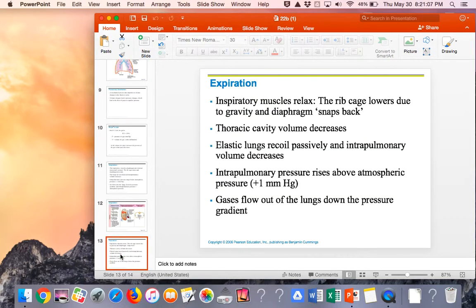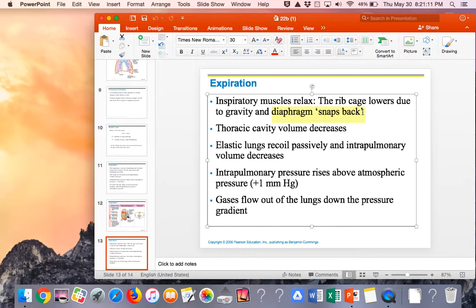When you breathe out, we're going to reverse these events. The diaphragm will relax and move back up into its original position. This will decrease the volume in the lung. This decrease will cause the pressure to go up, and then this will allow you to expel air out of your lungs and get rid of that carbon dioxide.